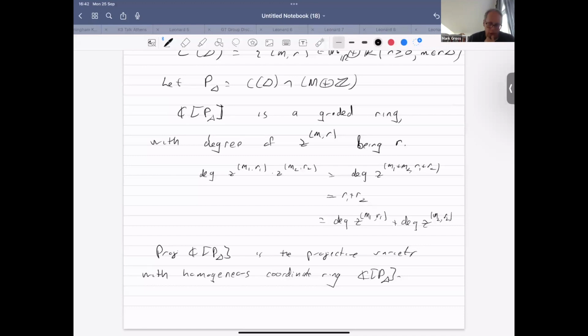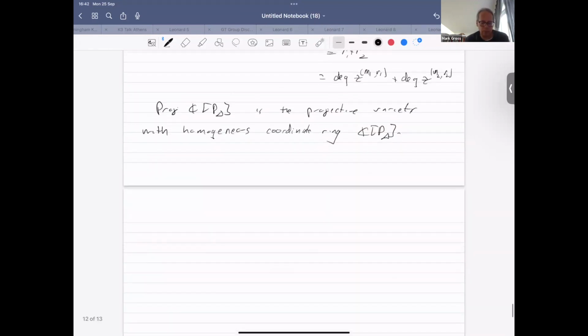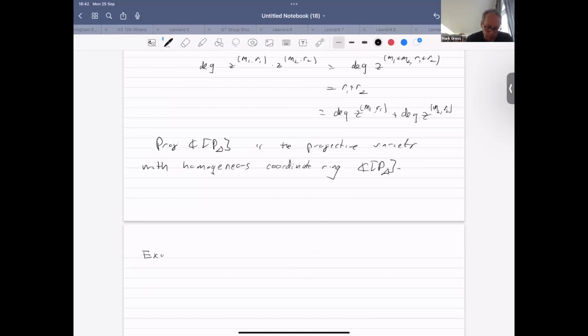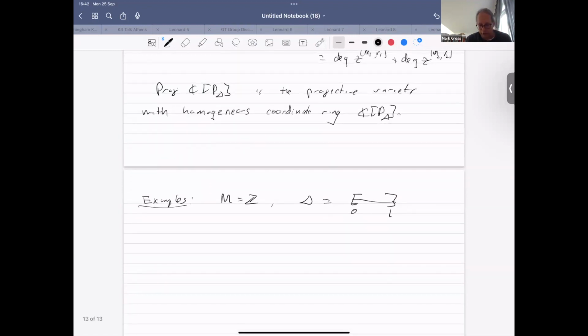Okay, so if you haven't seen the Proj construction, let me just do a few examples to show you the situation we're dealing with is really quite simple. Let's do a few examples. The first in one dimension, I can take delta to be just the unit interval. So the first thing I do is I take the cone over this. I put this at height 1, think of this as being (0,1) and (1,1), and I take the cone over this. And I take the integral points inside this cone. So the origin, this point, (0,2), (1,1), (2,2), and so on.